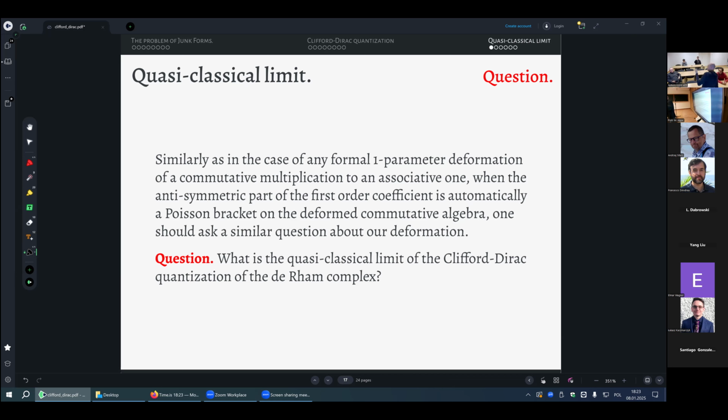Can you show me the reference for the fact that if you have a one parameter family of associative products on a commutative algebra, on an underlying vector space of a commutative algebra, if this family is differentiable with respect to this one parameter, then the alternated coefficient of the first order term is a Poisson structure.